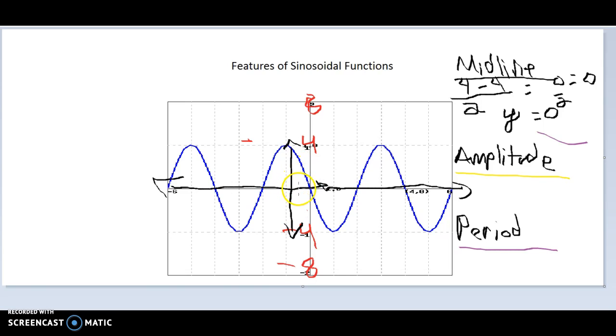Since we're starting from 0 on the y-axis, we're going to go up 4, that's 4, going back this way, down 4, that's 4. So our amplitude is going to equal 4.